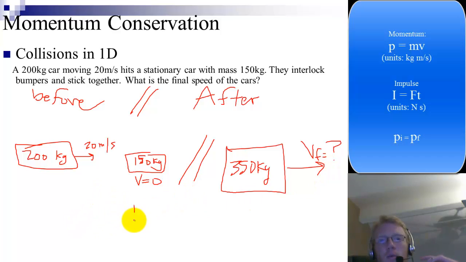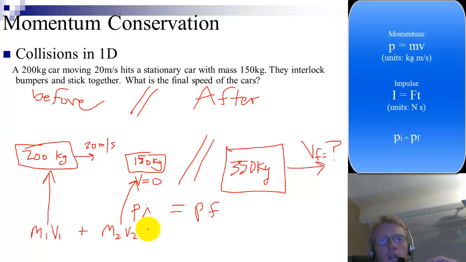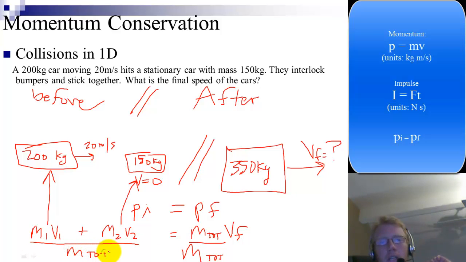Now we can set up our equation, P initial equals P final. My initial is M1V1 from this car plus M2V2 from this car equals M total, because they combine together, times V final. So if I'm trying to solve for V final, I divide both sides by M total. Notice I'm doing this algebraically without numbers yet. Those cancel, and I have my V final.